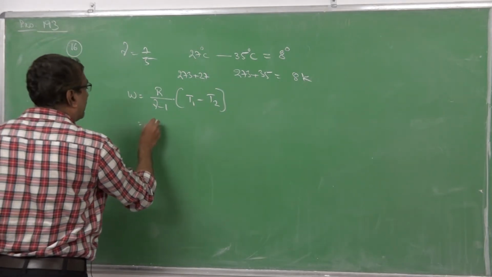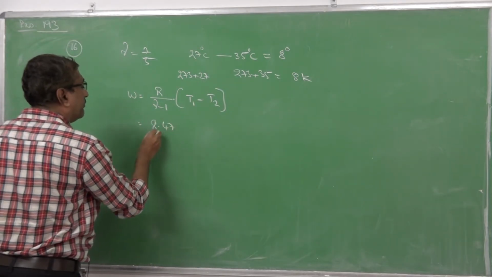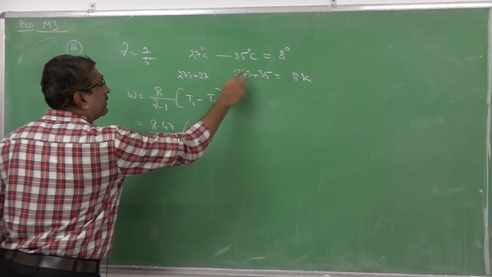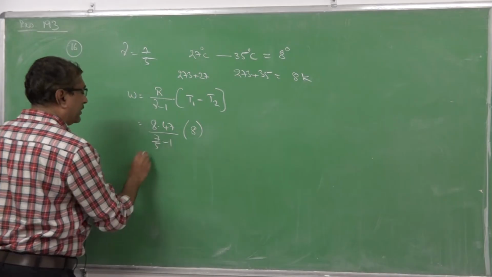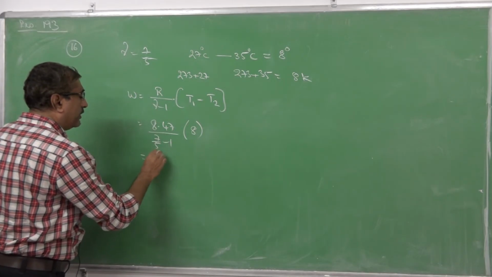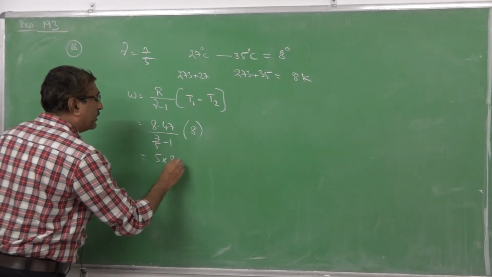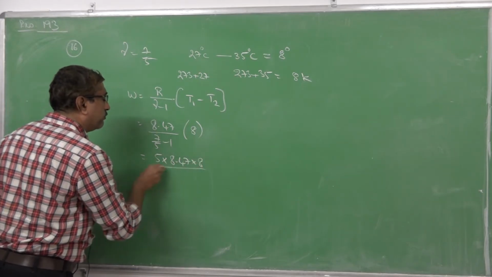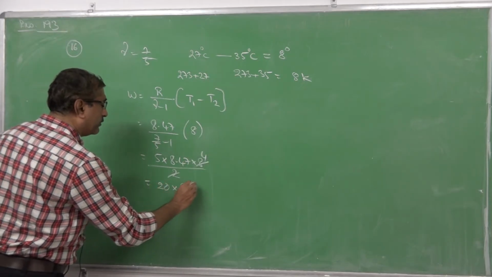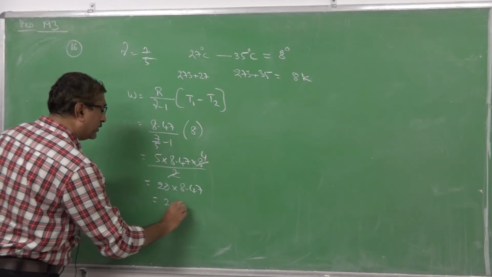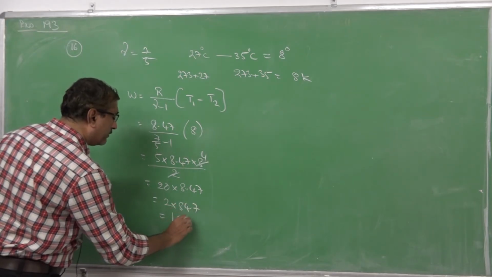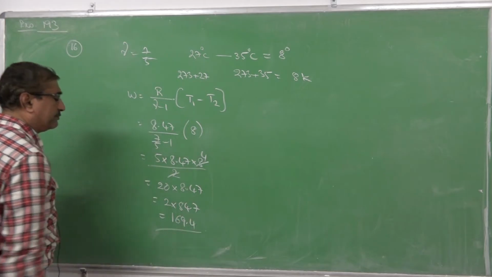Okay, R value is 8.47, gamma is 7/5 minus 1, into this one, that is the difference is 2/5, into 8.47 into 8/2, 4, that is 20 into 8.47, that is 2 into 84.7, that is 169.4 joule.